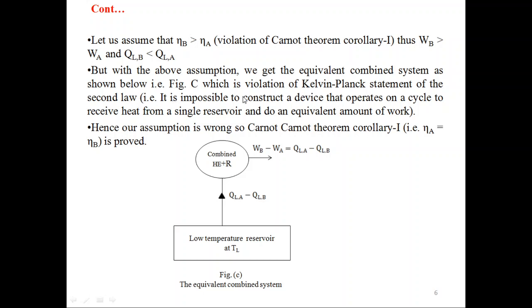is, it is impossible to construct a device that operates on a cycle to receive heat from a single reservoir and do an equivalent amount of work. Hence, our assumption is wrong. So, Carnot theorem corollary first, that is, the efficiency of engine A will be equal to that of engine B, is proved.